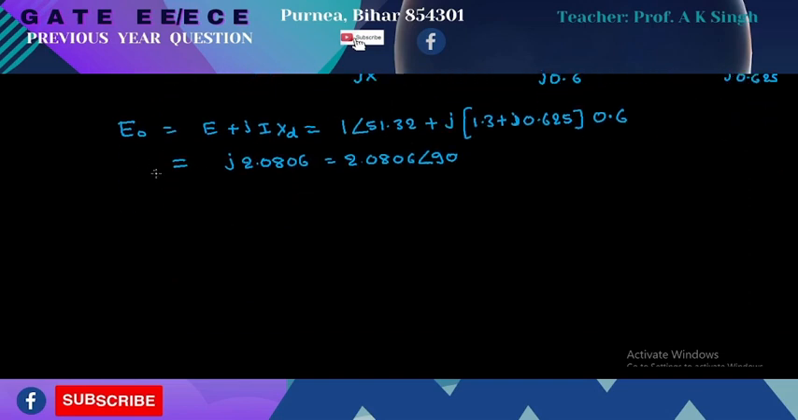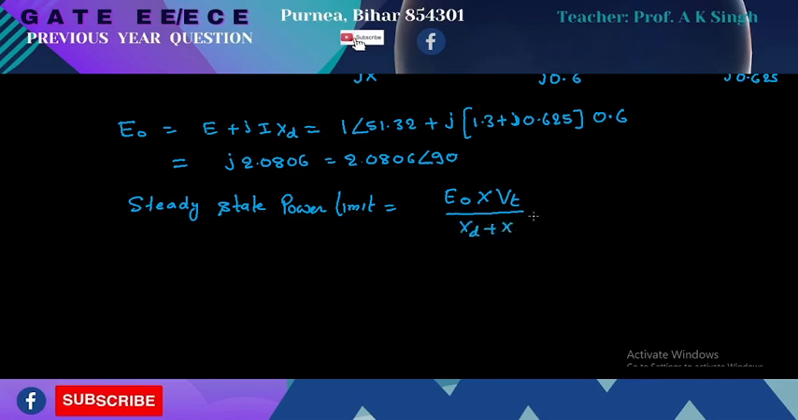Now the steady state power limit is equal to E0 into Vt divided by Xd plus X, the total reactance, that is equal to 2.0806 multiplied by 1 divided by 1.6. This is equal to 1.3 per unit. This is the final answer. Thank you.